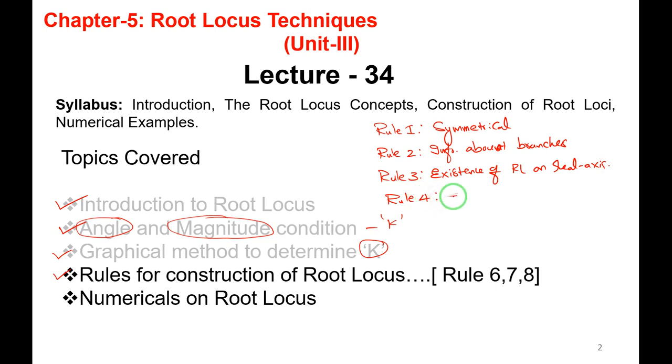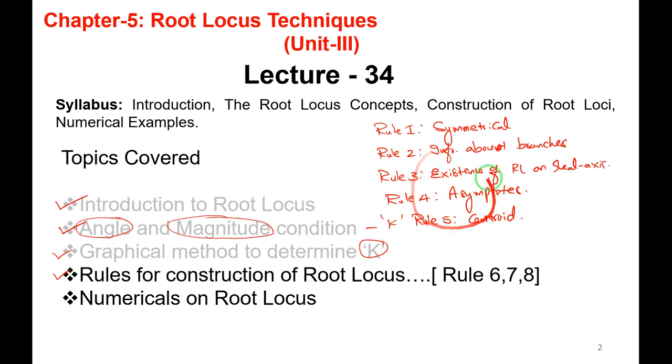Then rule number 4 speaks about the asymptotes. These asymptotes are nothing but the guidelines for the branches which are moving towards infinity. The angle of asymptote theta is equal to (2q plus 1) times 180 degrees divided by p minus z, that we have seen, right? Then rule number 5 speaks about the centroid. Then we have to locate these asymptotes, right? So the centroid is located on the real axis, right? So it will give the exact location of the asymptotes on the real axis. The centroid is denoted by sigma, and it is equal to the sum of real parts of poles minus the sum of real parts of zeros divided by p minus z.